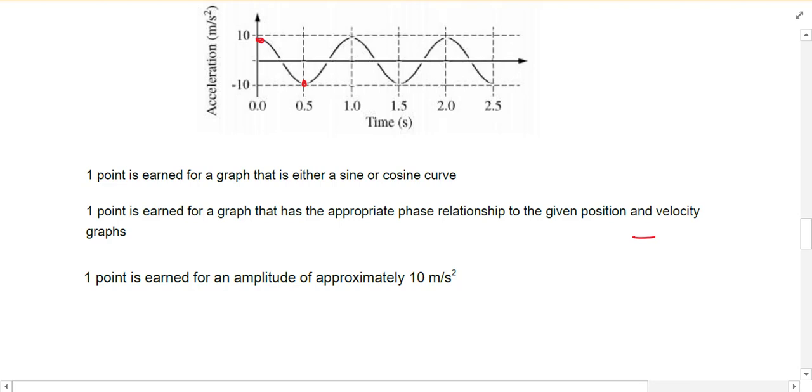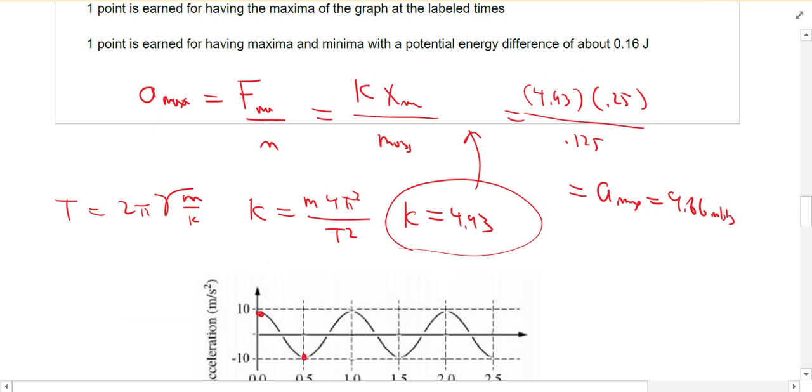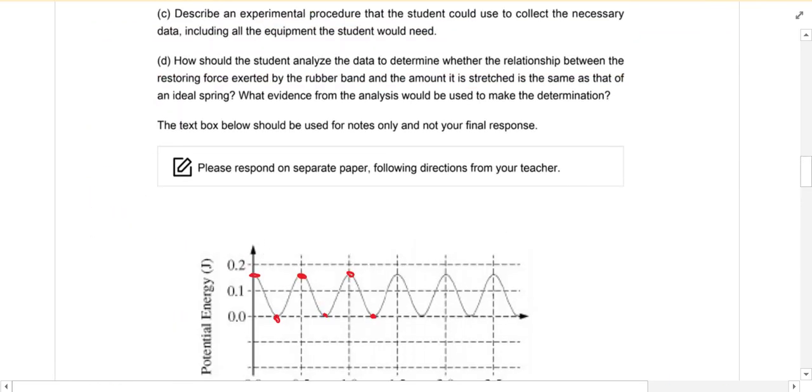So point values, one for having a correctly labeled maximum of 10, one that's either a sine or cosine curve depending on where you started in relation to your original graphs, and one for a graph that has an appropriate phase relationship given position and velocity graphs. So keep in mind, phase relationship, that's shifting side to side.